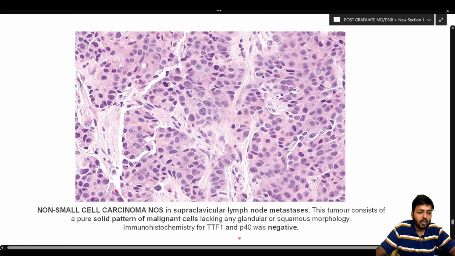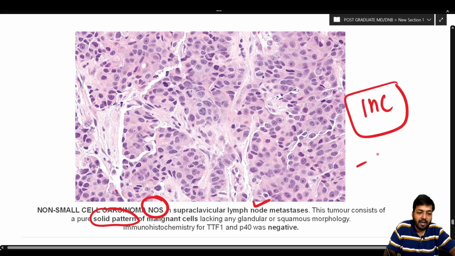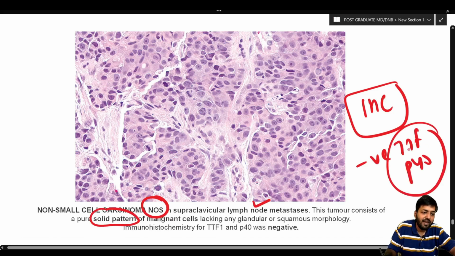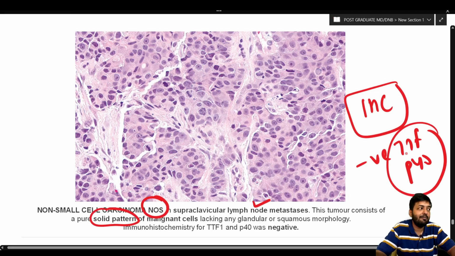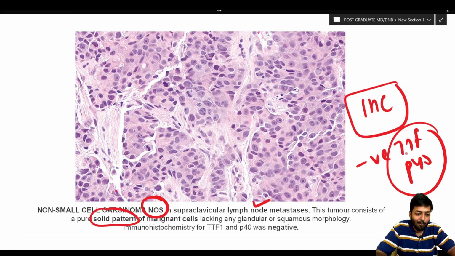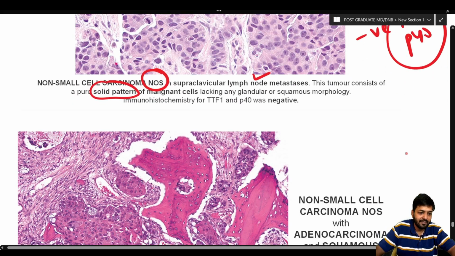Again, over here, this is the non-small cell carcinoma NOS in a supraclavicular lymph node. Now, the tumor consists of a pure solid pattern of malignant cells which lacks any kind of glandular or squamous morphology. Even the immunohistochemistry, if you see, was negative for TTF as well as P40. So, in that particular situation, we have to give the diagnosis as non-small cell carcinoma NOS. Morphologically you are not sure, and by IHC you are not getting any diagnosis, so now you are entitled to use the term non-small cell carcinoma NOS.